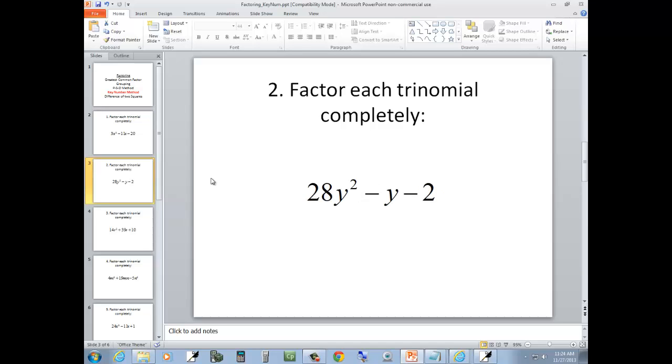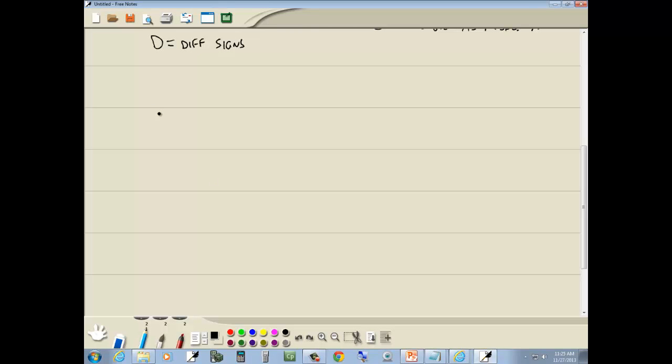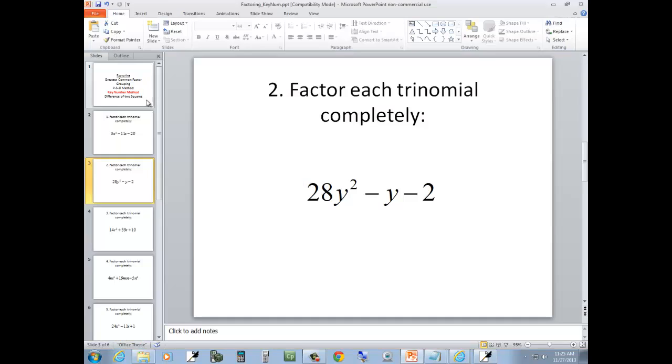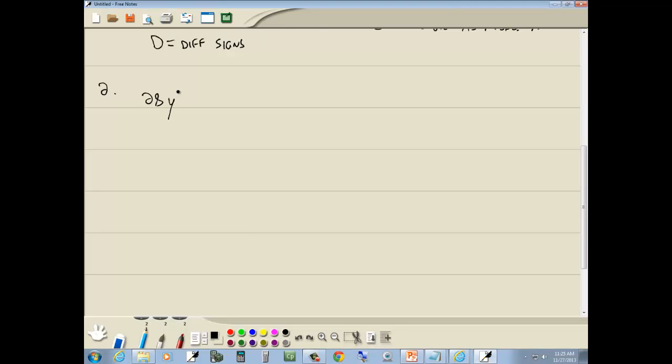Let's take a look at our next example. We've got 28y squared minus y minus 2. Different variables, but still the same idea. We start going down through our list. GCF, nothing. Grouping, 4 or more terms, no. PSD's close. We have y squared, y, no y, but there's a number in front of our y squared. Key number: y squared, y, no y, there's a number in front of your y squared.